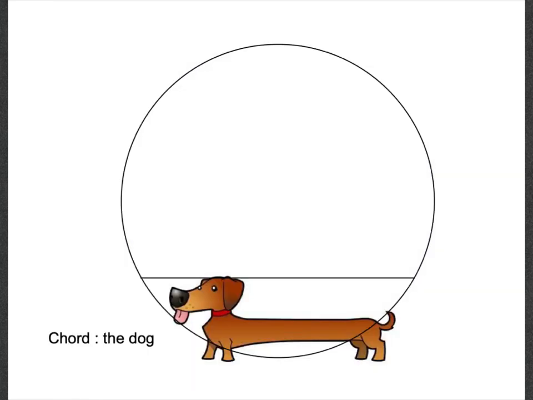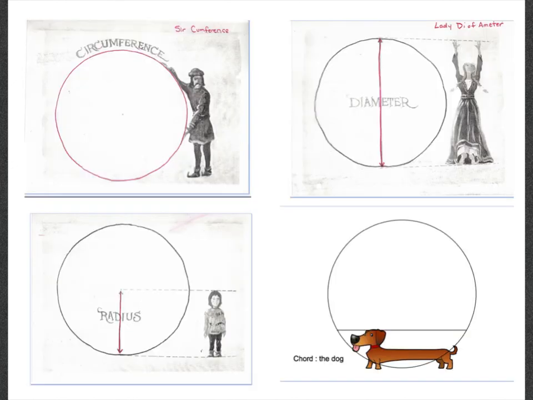Now they got a dog. His name was Cord. And Cord, he was a little schnauzer, or not a schnauzer, a dachshund, otherwise known as a wiener dog. And so he was long but short. And so a chord is the distance from one side of the circle to the other, but that does not pass through the center. So Circumference decided that he loved circles so much that he wanted to name the parts of the circle after himself.